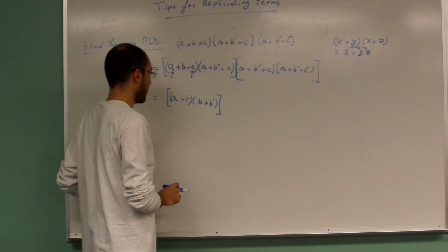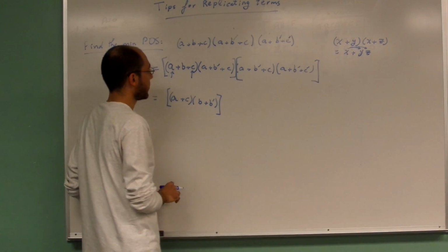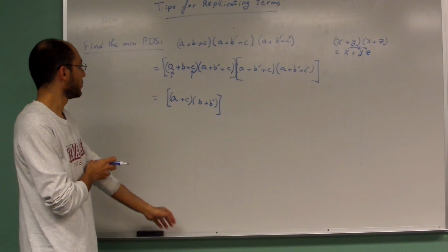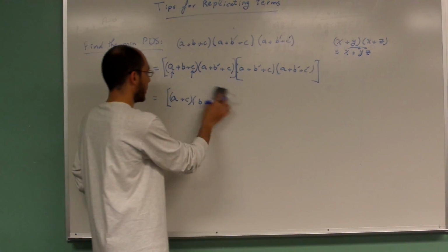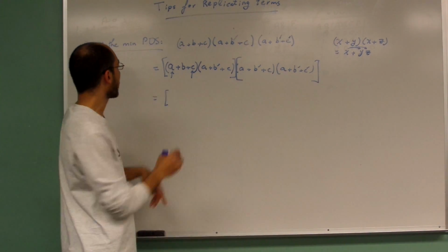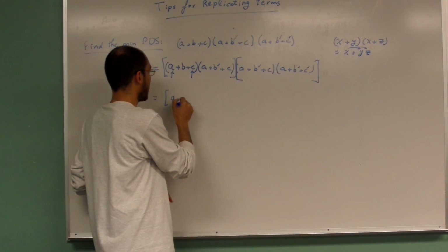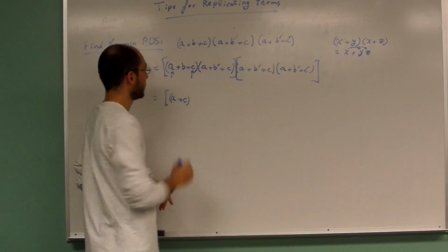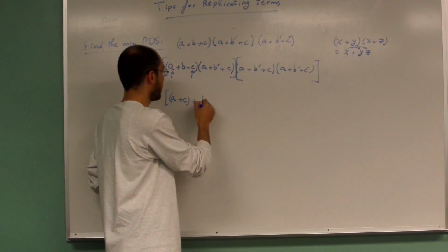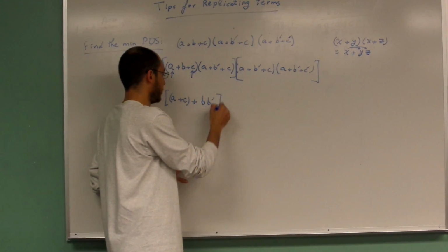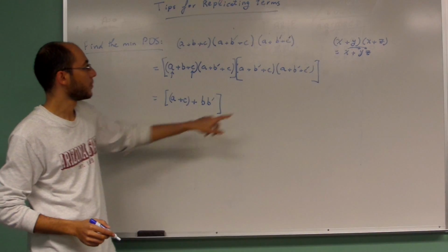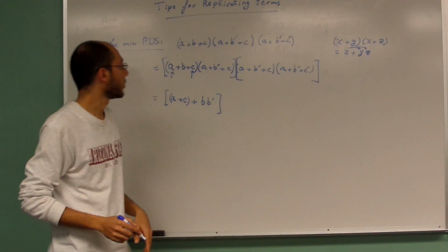Sorry, multiplied by B plus B bar, right? Again, I'm going to work on A plus C, right? And then it is added to B bar. Okay? Yeah, so this follows this rule, right?